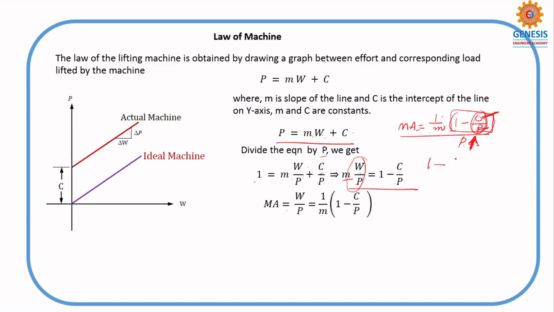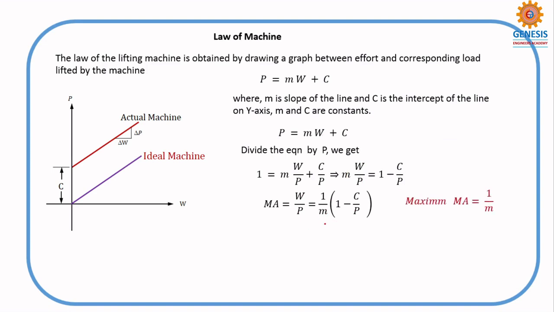So that is 1 minus Cpy is equal to 1, Cpy is equal to 0, then C is equal to 0. You understand? So the maximum mechanical advantage you are going to get is 1 by M. Okay, so that is mathematically I have explained. So to have this mechanical advantage maximum, this constant must be equal to 1.